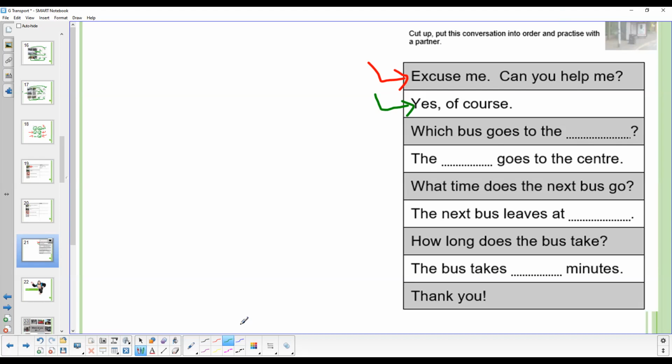Sorry. All right. What time does the next bus go? The next bus leaves at 2 o'clock. How long does the bus take? The bus takes 10 minutes. Oh, well done. Okay, thank you. You are welcome.